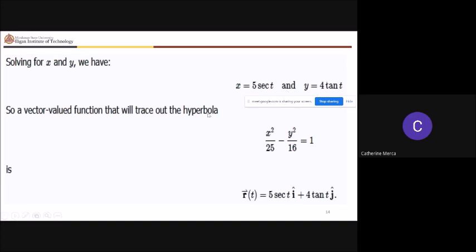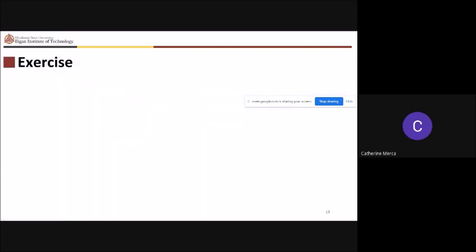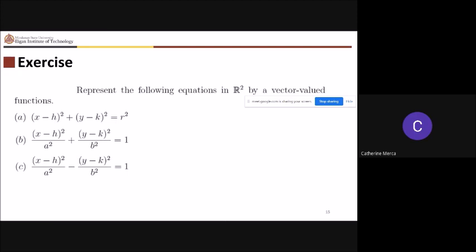So from here, the vector valued function, write this as 5 secant t i, your x, plus 4 tangent t j. Okay? So it is plus here. Y is equal to 4 tan, positive, and the x is still positive. So, this is your exercise. Represent the following equations in R squared by a vector valued function.